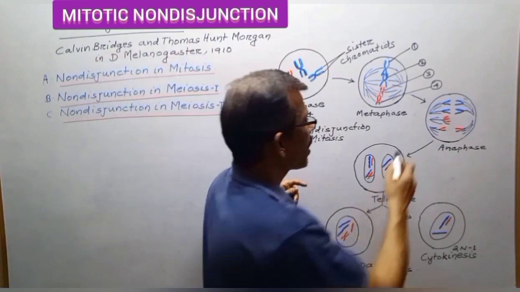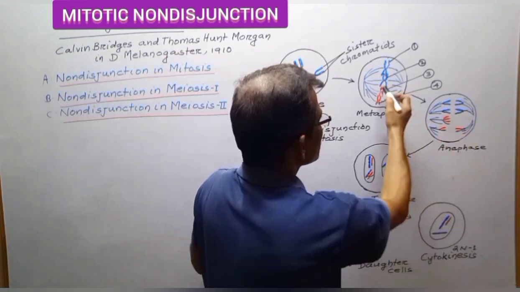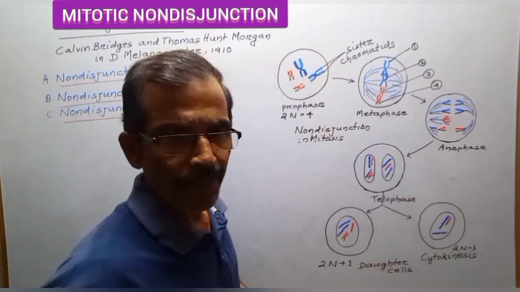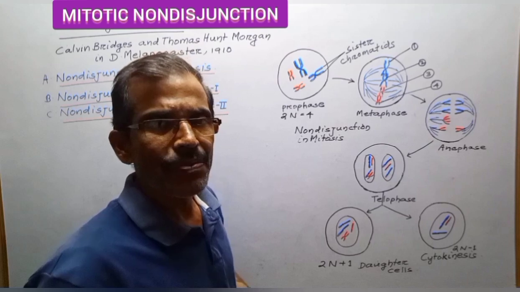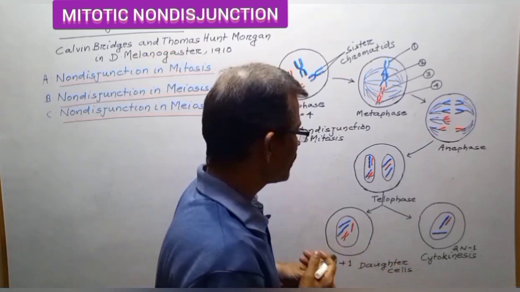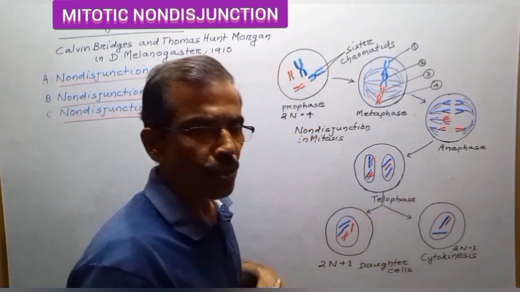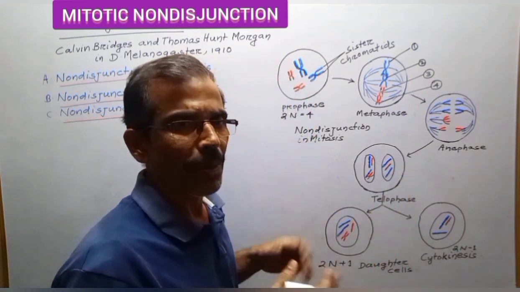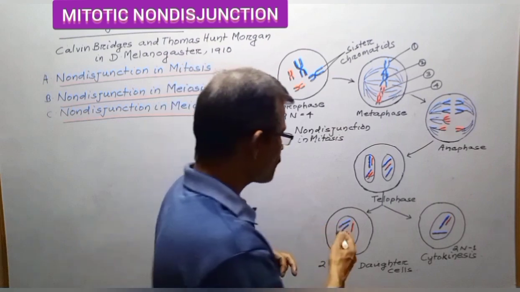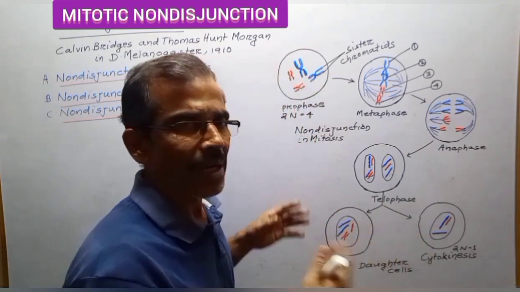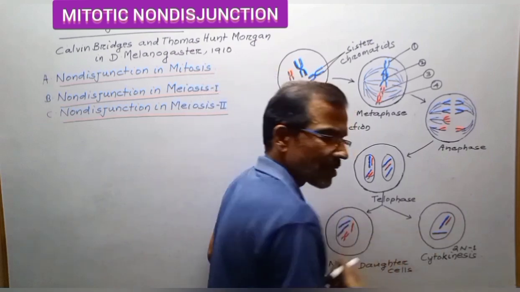Metaphase is followed by anaphase, where the sister chromatids separate and move to opposite poles. Anaphase is followed by telophase, where the nuclear envelope reappears and chromosomes decondense into chromatin. This is followed by cytokinesis, in which the cell is divided into two daughter cells.